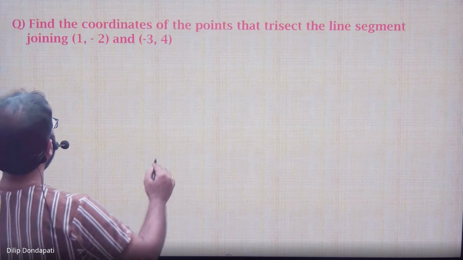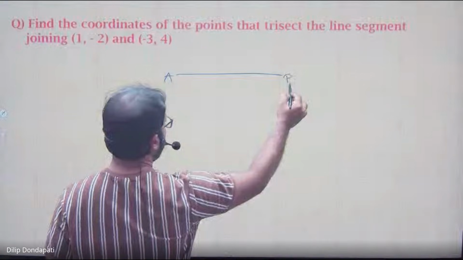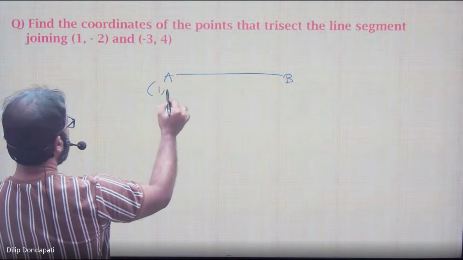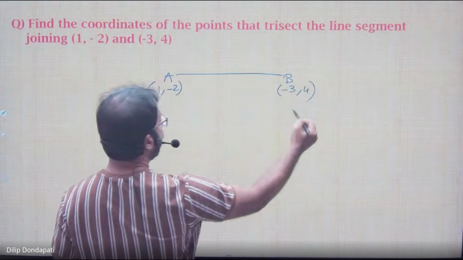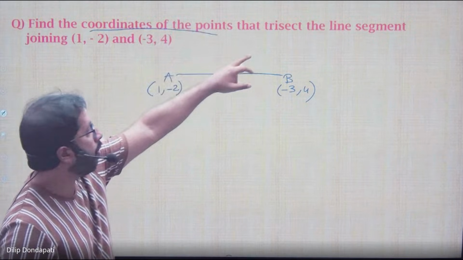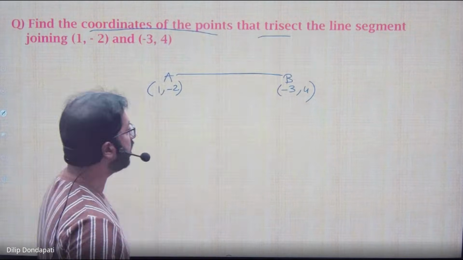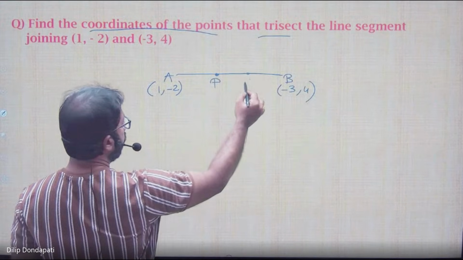So they have given the line segment AB, with A (1, -2) and B (-3, 4). They are telling us to find the coordinates of the points of trisection. Trisection means, as I told you, I have to put 2 points, P and Q.